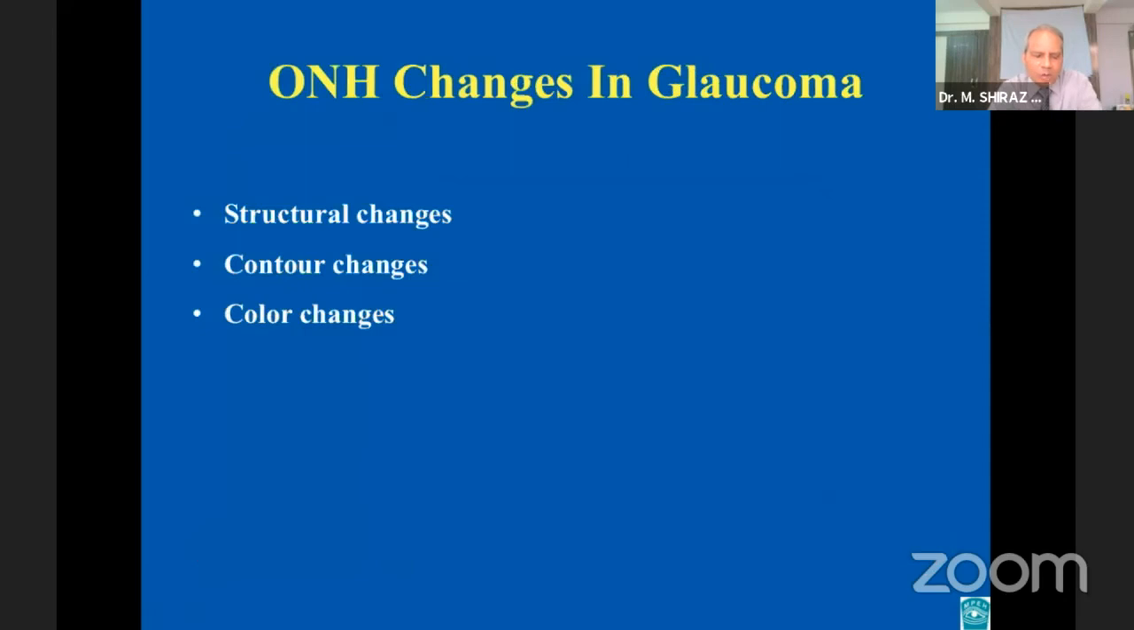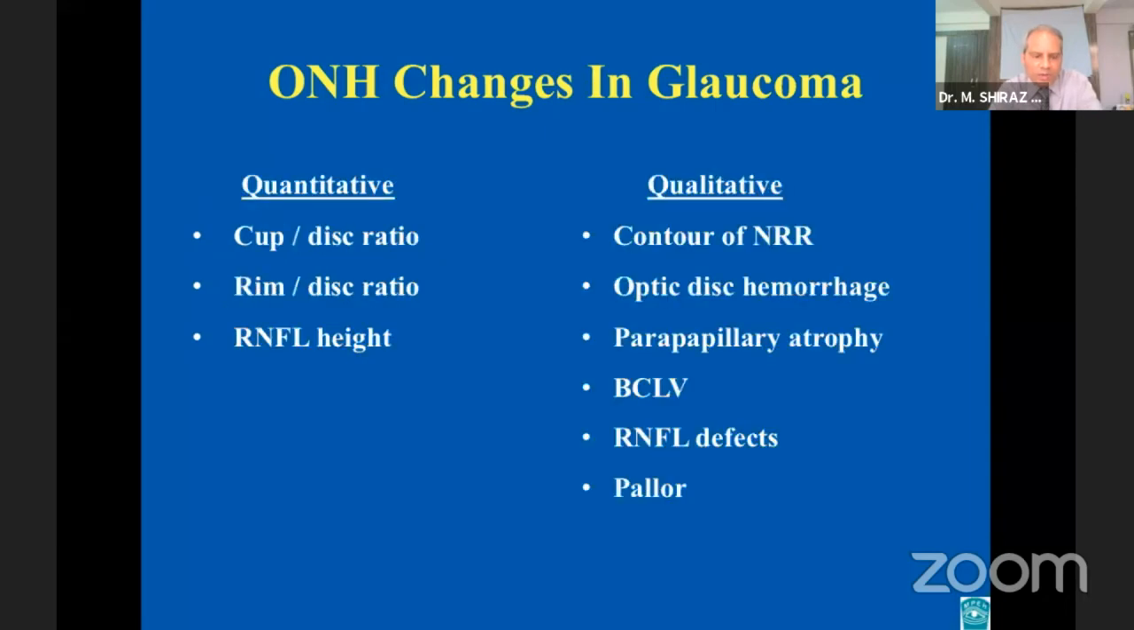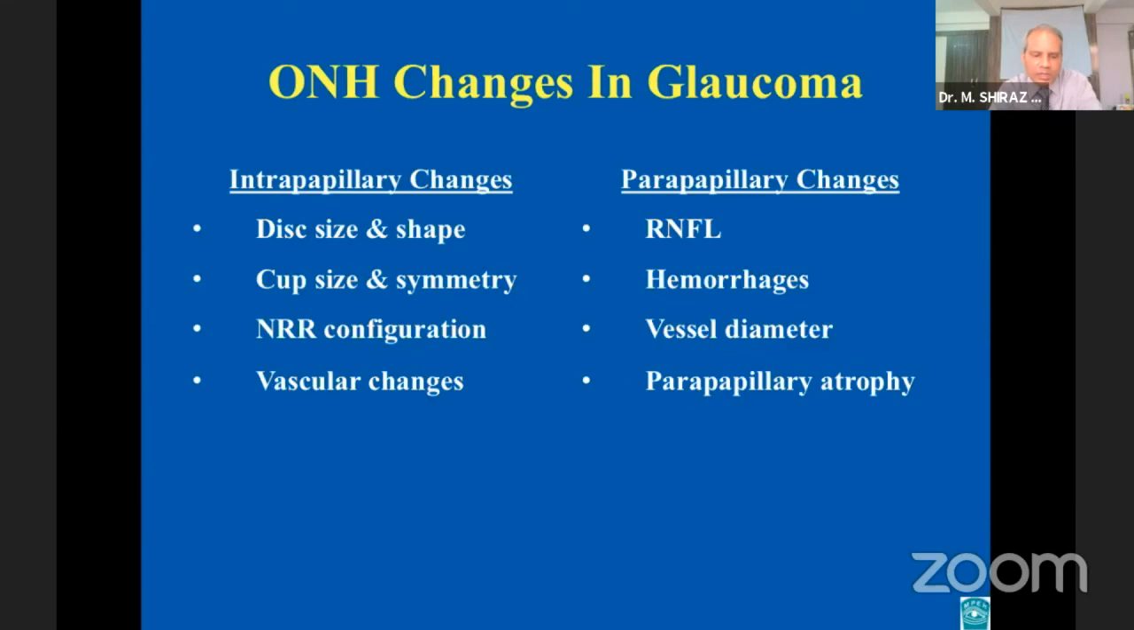Optic nerve head changes in glaucoma can be classified in many ways. Changes can be structural, contour, and color changes. Changes can also be quantitative or qualitative. Changes can also be categorized into intrapapillary and parapapillary regions.